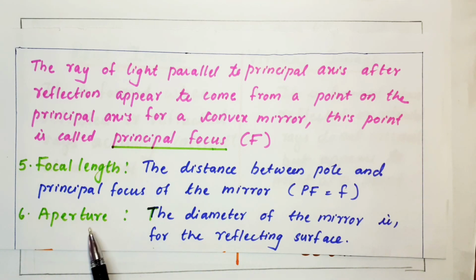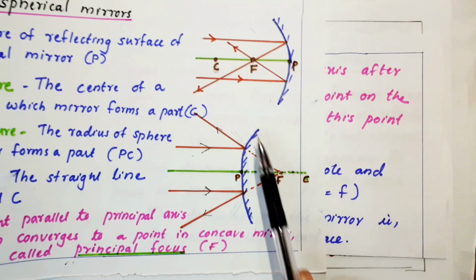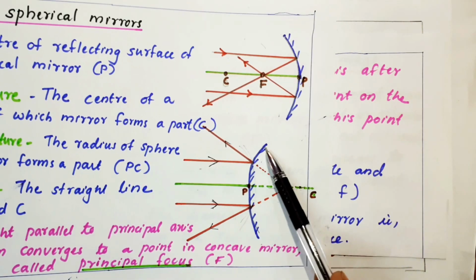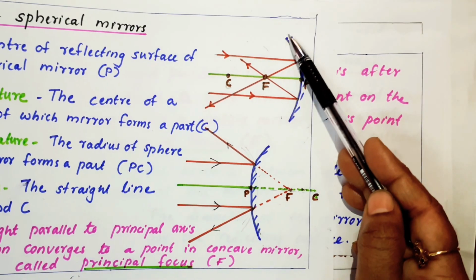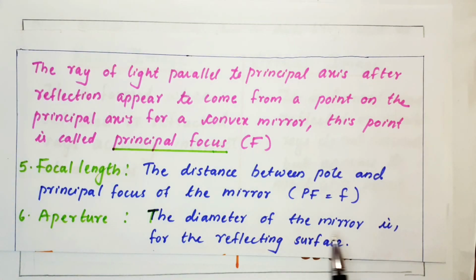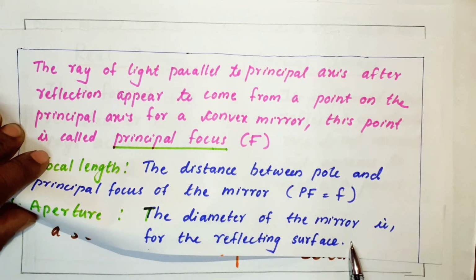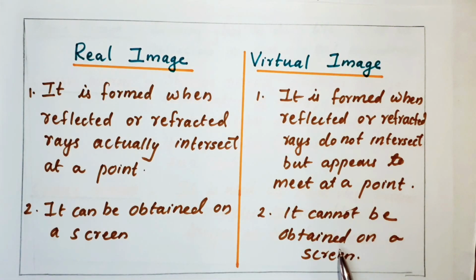Then you can see another term called aperture. It is nothing but this distance. This part is called the aperture. It is the diameter of the mirror, that is, of the reflecting surface. Okay, I'll go for the next one.